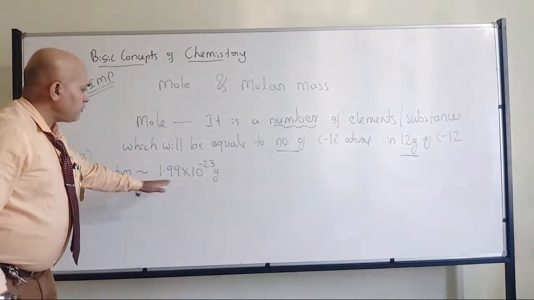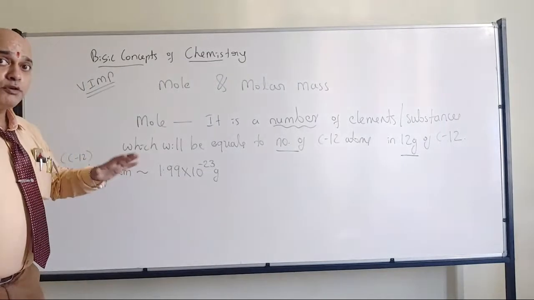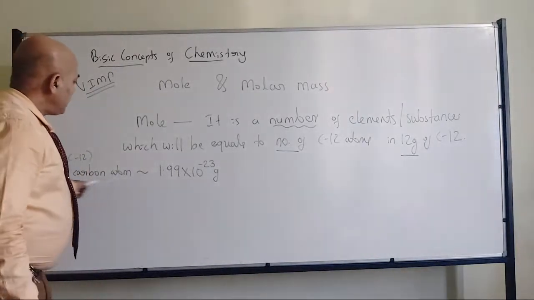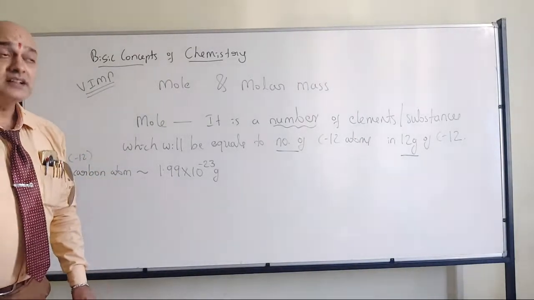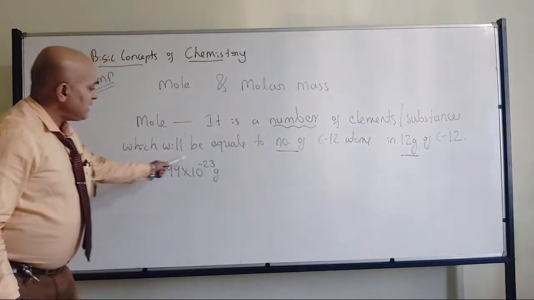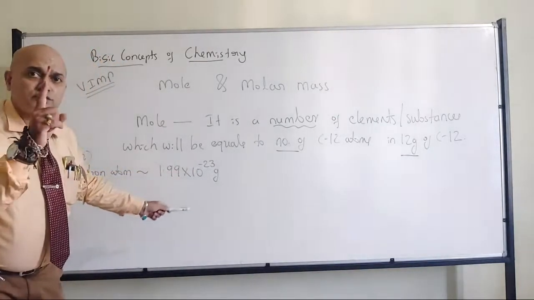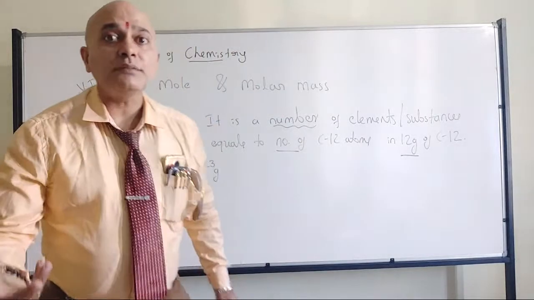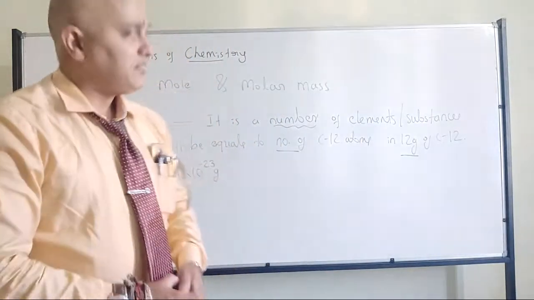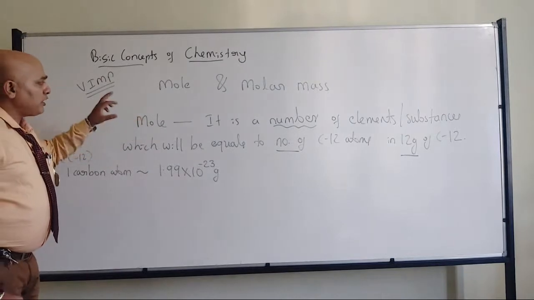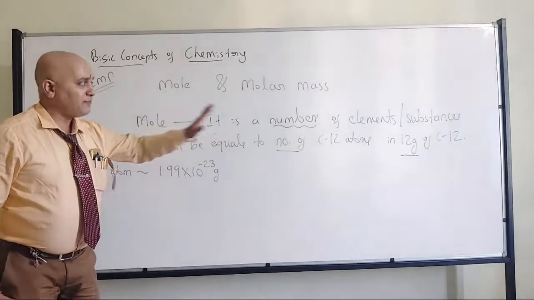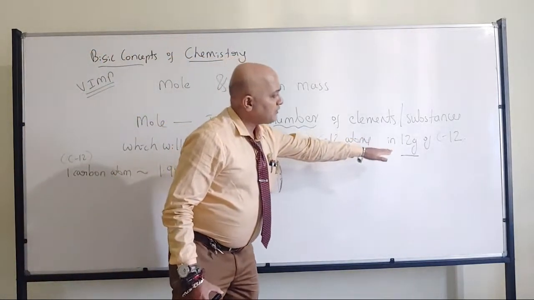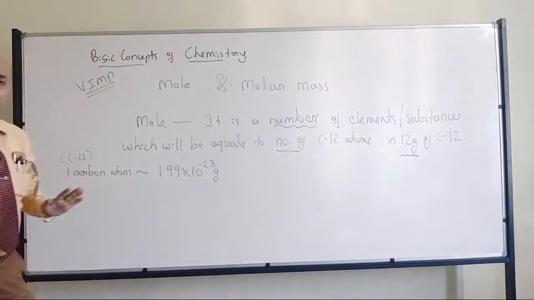Okay. So I am not talking about atomic mass unit. We are talking about mass. That is, I am mentioning gram. So that is the mass of 1 carbon atom. So these many grams corresponds to how many carbon atoms? Okay, I will repeat it. See, when I am talking about mole, it's a number of elements or substance which will be equal to the number of carbon 12 atoms in 12 gram of carbon 12 atom.